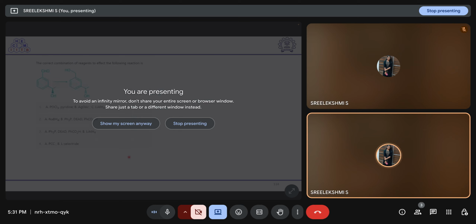Now, the next question, the correct combination of reagents to effect the following reaction. So, as we can see here, this CHO is being reduced to this alcohol and the stereochemistry of this alcohol is changed. Here, this is beta and here it is alpha.